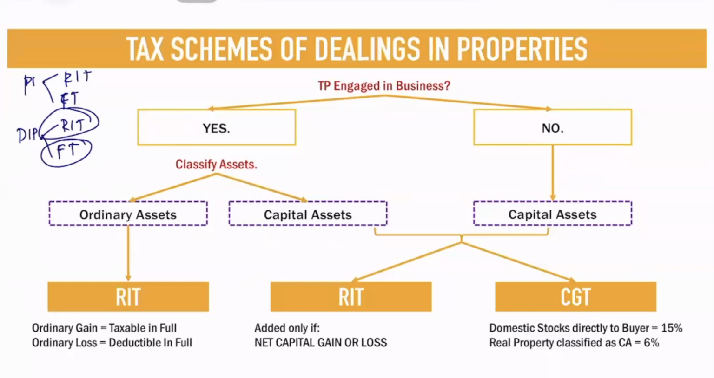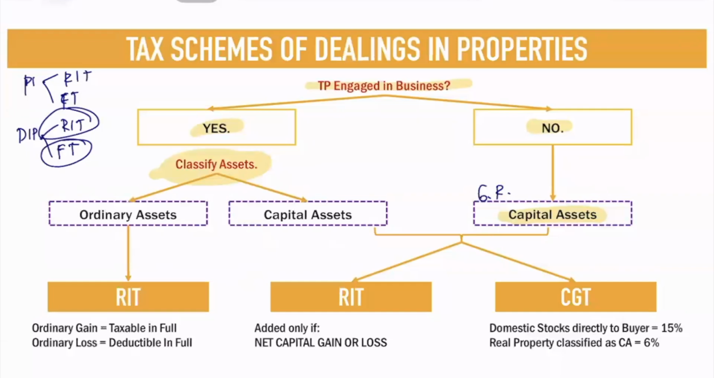So first, you determine whether the taxpayer is engaged in business. If your answer is yes, then you need to classify the assets. If your answer is no, generally it is a capital asset. As a general rule, it is a capital asset. Now, how do we classify the asset? We classify the asset as to whether it is ordinary or capital. So when can we say it is ordinary and when can we say it is capital?